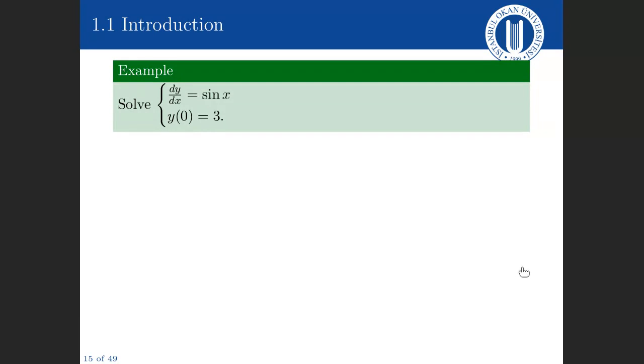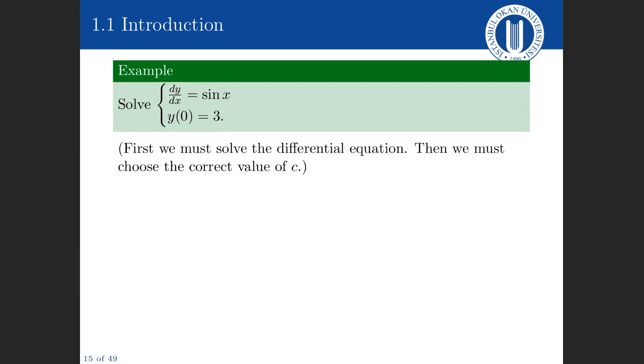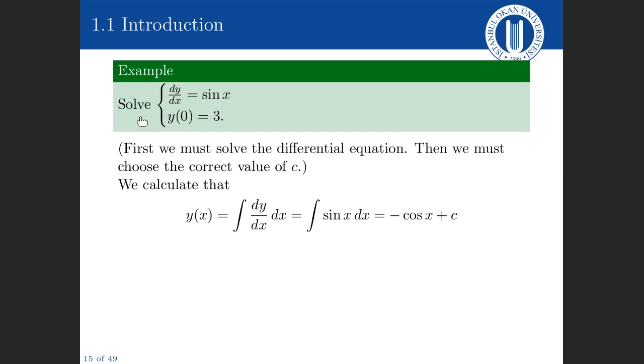Another one: solve dy/dx = sine x with the initial condition y(0) = 3. First, we're going to solve the differential equation, and then we're going to choose the correct value of c. This can start as we did before. y(x) is the integral of the derivative of y. The integral of sine x dx is minus cos x plus c. Then we just need to choose the correct value of c such that y(0) = 3.